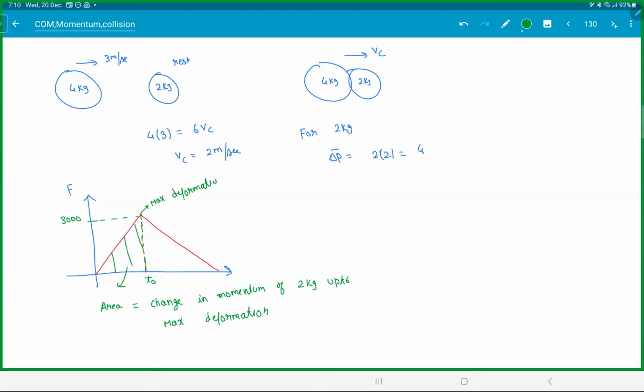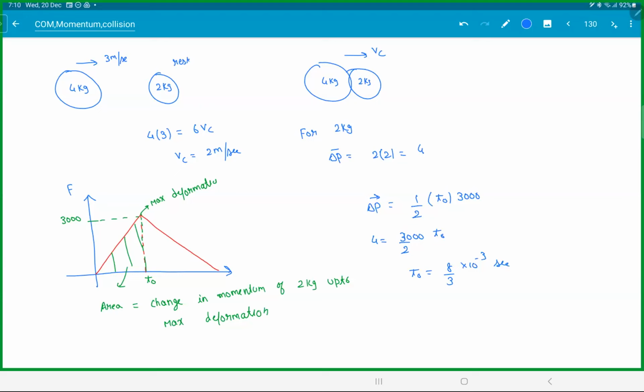What is that area there? So that area, the change in momentum, would be half into base into height. The base is 3000 and the height is 4. So T naught will be 8 by 3 into 10 power minus 3 seconds. Is that making sense?